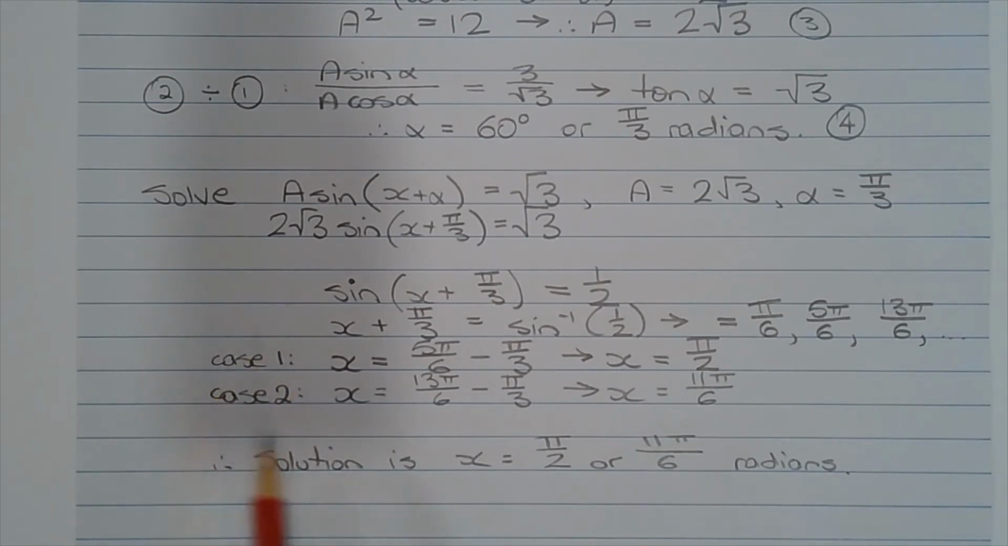So case 1, we can take 5 pi over 6 and we subtract pi over 3 from that to make x the subject of the formula, and we get the value of x equal to pi over 2. And case number 2, x is equal to 13 pi over 6 minus pi over 3, and x equals 11 pi over 6. So therefore, the solution is x equals pi over 2 or 11 pi over 6 radians.